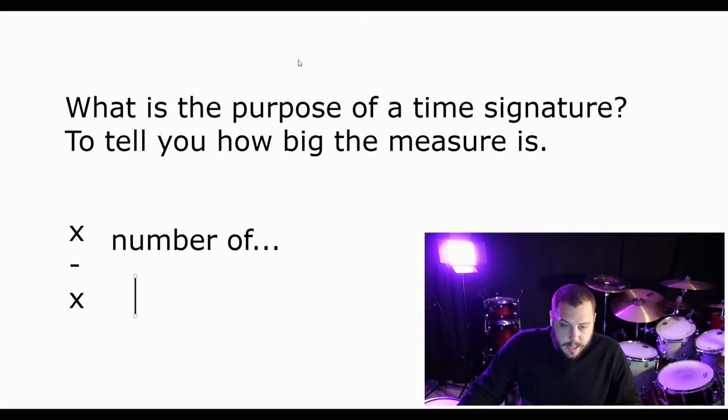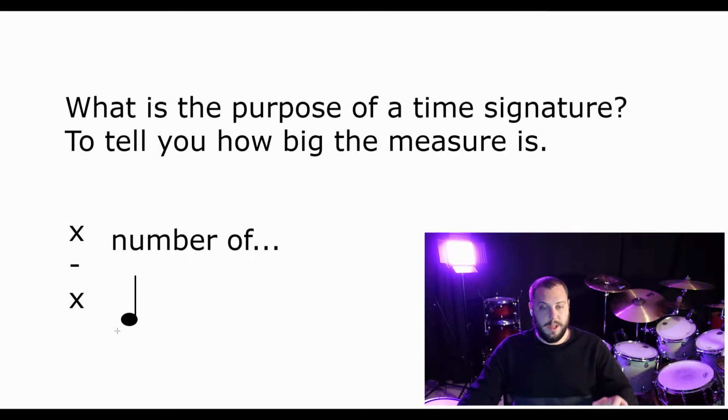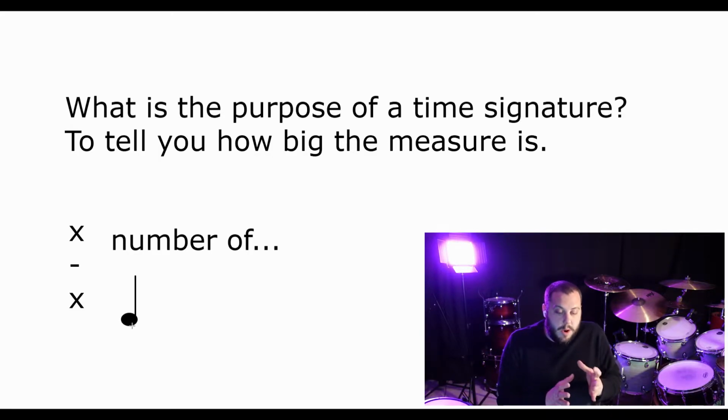I'm going to just kind of crudely draw here. The bottom number is a type of note. Don't think about it like a number. That'll confuse you. Think about it like a note. Okay, so this is a quarter note. If you don't know what a quarter note is, what the heck are you doing here? Now the point of this, again, is to tell you how big the measure is. So the bottom number is telling you the type of note you're going to use to represent the size of the measure.